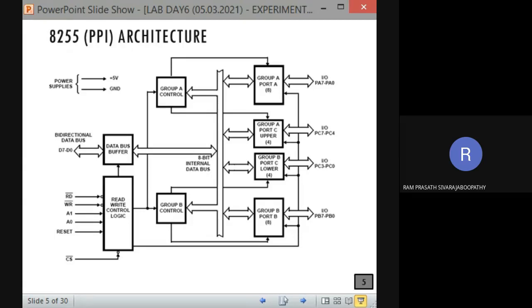So if A1 A0 is 00, what is the meaning? It means port A. If it is 01, it means port B. If it is 10, then it is port C. What about the 1-1 combination? Any idea?